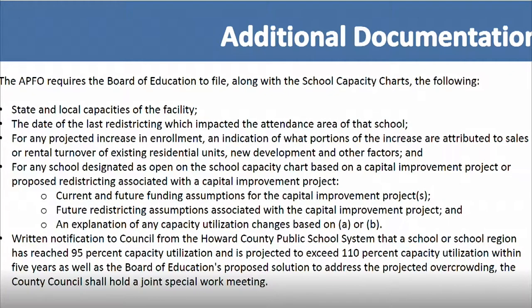The last page in attachment 3 is intended to be the notice to the county council of schools that have reached 95% capacity utilization and are projected to exceed 110% capacity utilization within the next 5 years. The attachment also includes potential solutions as required by the ordinance. Should you approve the motion to send forward the APFO, the council should then be prompted to hold a joint special meeting as indicated in the ordinance.